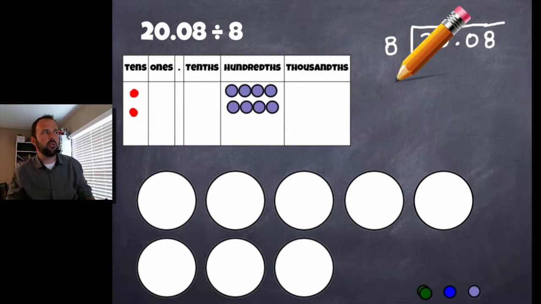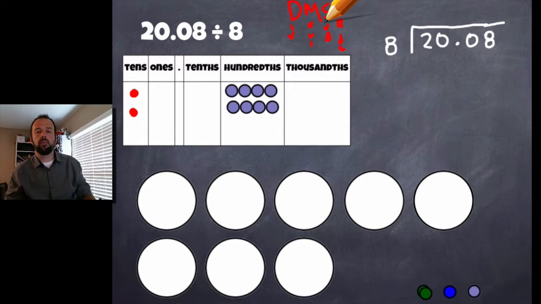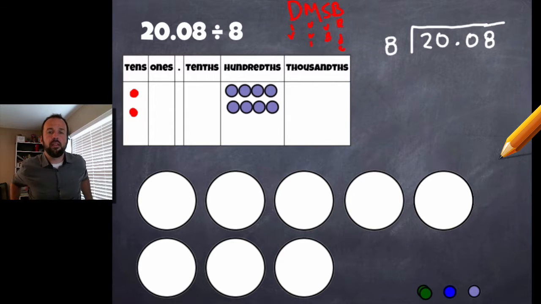Another thing I'm going to do, just to help me remember, forgot to do this earlier, is I am going to write my steps for division that I like to remember, which is dirty, monkeys, smell, bad. I know, sounds silly, right? But this stands for divide, multiply, subtract, and bring down. Okay, and we're going to see all those steps come out to play here as we go through the standard algorithm.